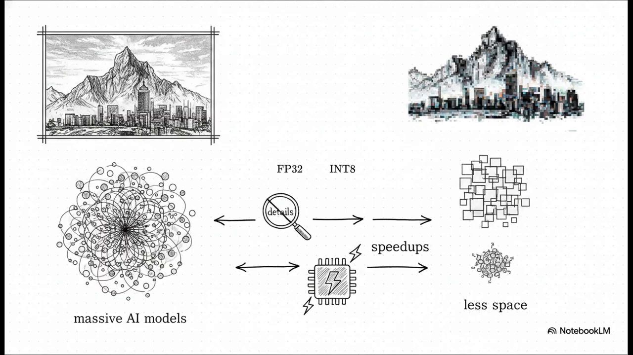Think of it kind of like lowering the resolution of a highly detailed photo. By shifting from standard 32-bit floating points down to 8-bit integers, the model instantly takes up 4 times less space. And because neural networks are naturally pretty robust to noise, this coarser resolution still leaves the model entirely functional while unlocking massive speedups on modern processors.